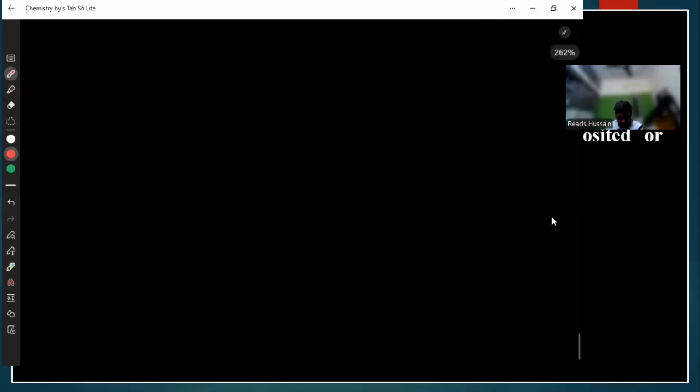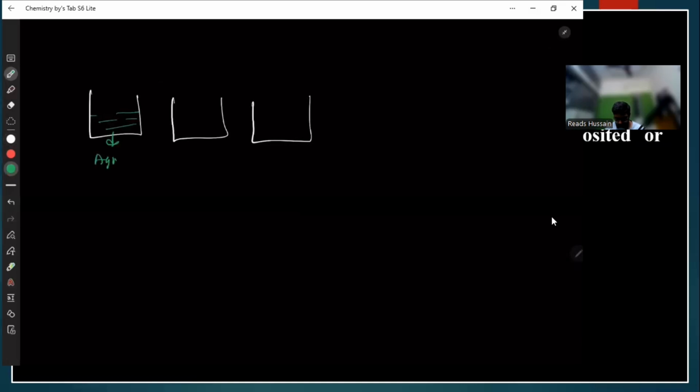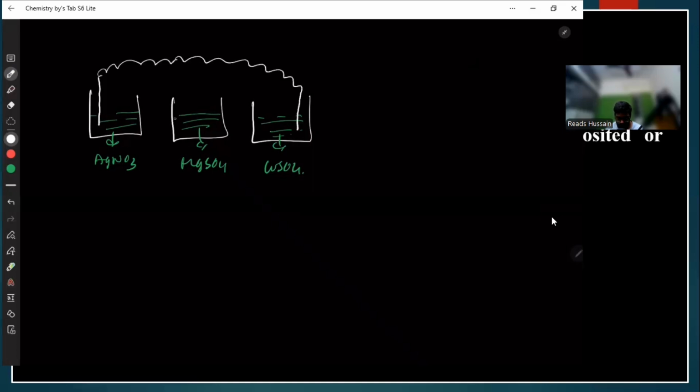Before going to the statement and all, I'll explain briefly, then we will go to the PowerPoint presentation. So now I'm going to take two or three beakers. I've taken three beakers. The first beaker is filled with, for example, silver nitrate solution. The second beaker is filled with magnesium sulfate, MgSO4, solution. And the third beaker is filled with, for example, copper sulfate solution. These are all different solutions. Now we are connecting all these solutions with some external wire. These are the electrodes, and these solutions are connected through external wires.